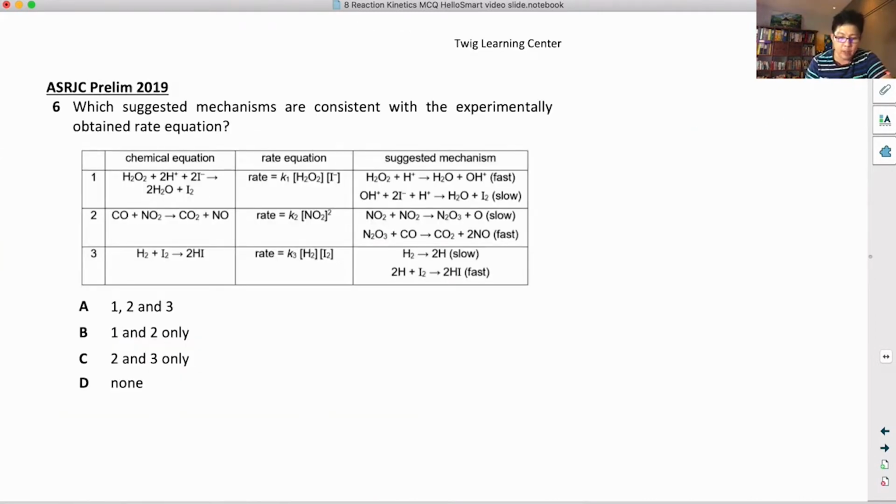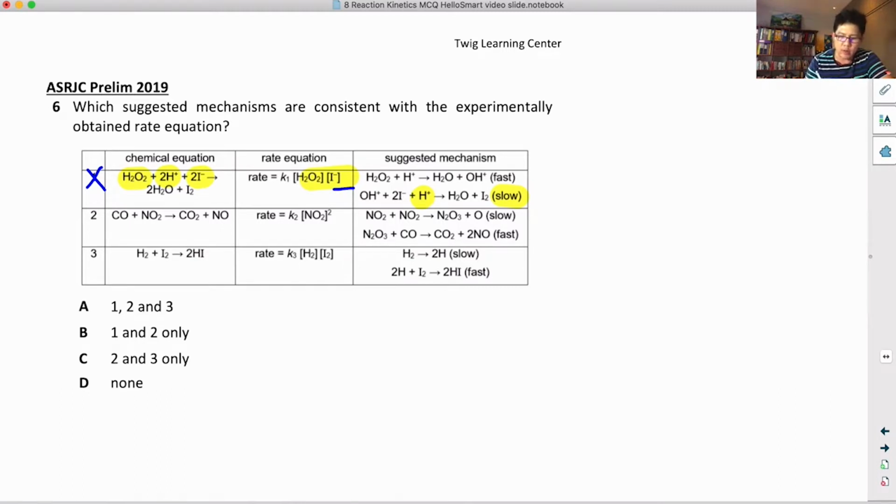So what are the reactants? The reactants are H2O2, H+ and I-. And if you look at the slow step, you notice it involves H+. The slow step involves H+, which means H+ must be part of your rate equation. But since I don't see any H+ over here, this is actually not correct. It should be at least first order with respect to H+, but I don't see any H+ here, so I know this rate equation is not consistent.